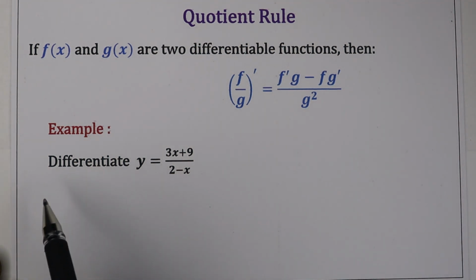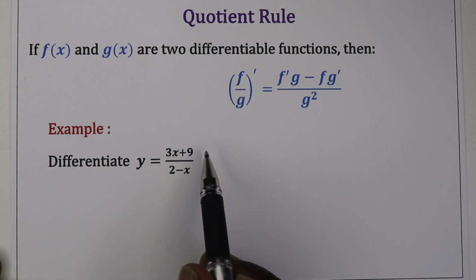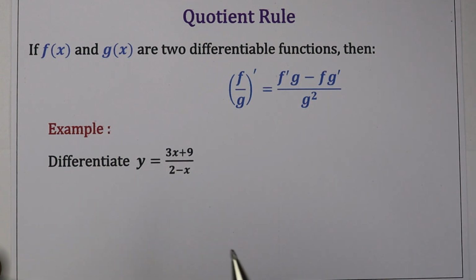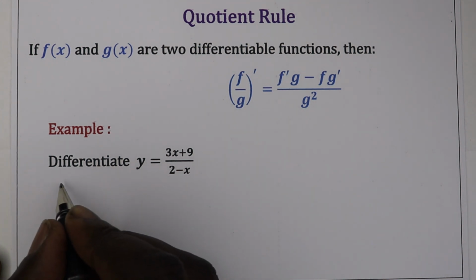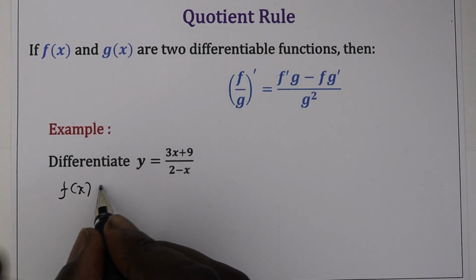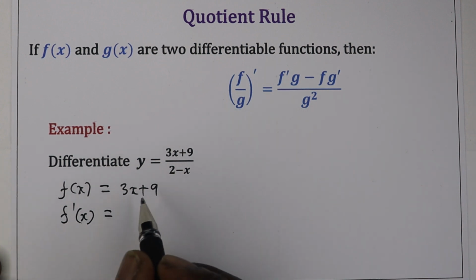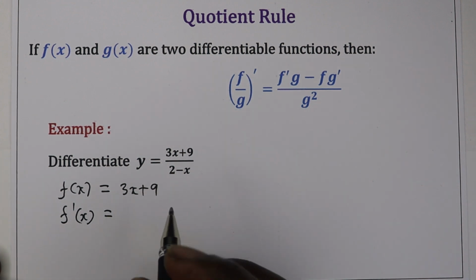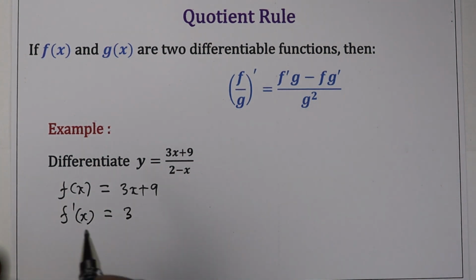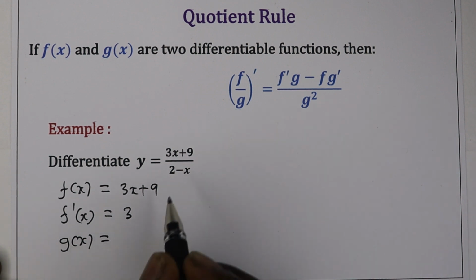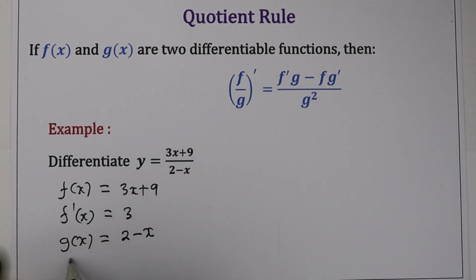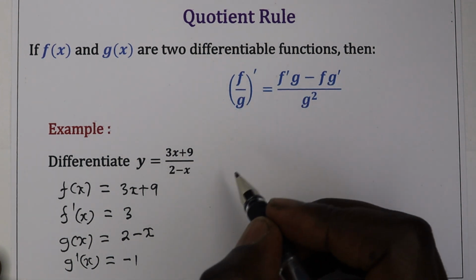So we have an example where you are required to differentiate y equals (3x plus 9) over (2 minus x). So the first thing you need to do is just identify g of x and f of x. So you can say that f of x is the numerator, which is just 3x plus 9. And you can get the derivative of that first function by just differentiating this, and you're going to get that to be 3. Then you can let the second function, g of x, be 2 minus x, for which you can get its derivative to be negative 1. So now that you have all the requirements there, just substitute these into the formula.